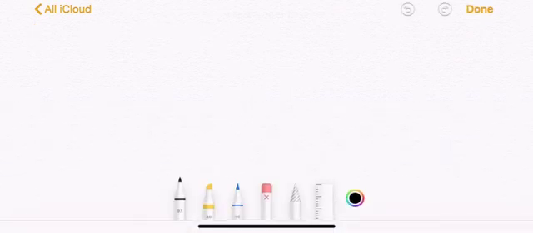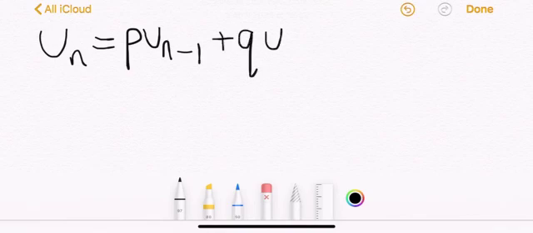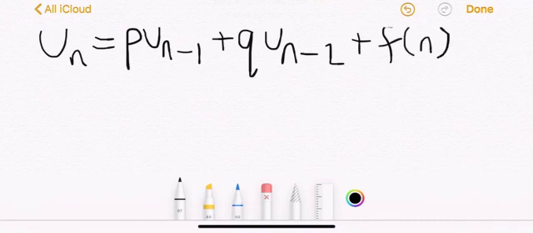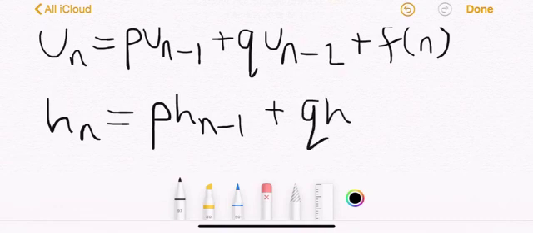So in this video, we want to find particular solutions to non-homogeneous recurrence relations. So a general non-homogeneous recurrence relation is u_n equals p u_{n-1} plus q u_{n-2} plus some function f of n. And to solve this, firstly what we need to do is find the general solution to the analogous homogeneous relation. The analogous homogeneous relation is essentially just this without the f of n. So it's h_n equals p h_{n-1} plus q h_{n-2}.